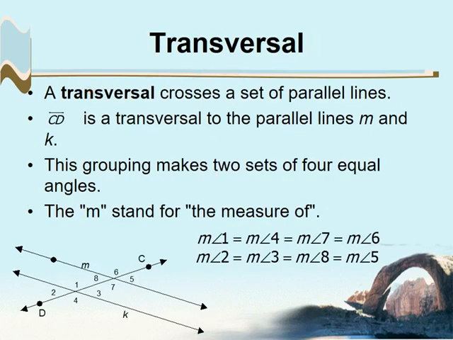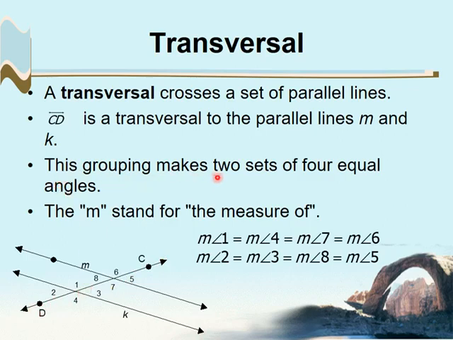Transversal. A transversal crosses a set of parallel lines. Again, recall parallel lines are those lines which do not intersect each other. CD is a transversal to the parallel lines M and K. M is a line, K is also a line, and CD is called the transversal.